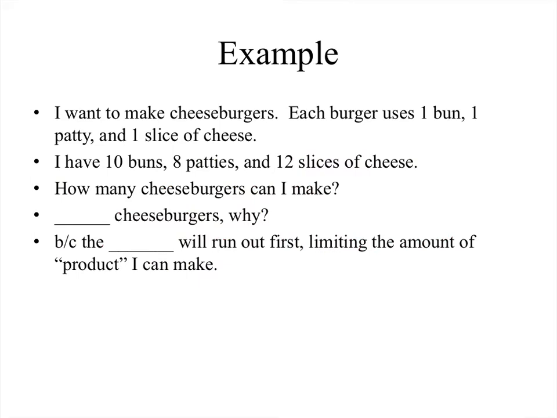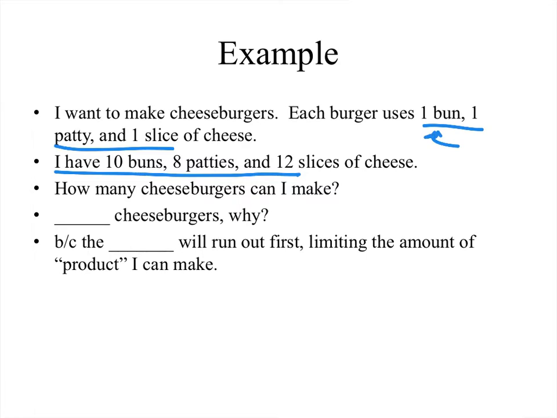So here's an example. In any other video you watch with this concept, they're going to talk about some sort of recipe or putting something together to show you how ingredients run out first. So I'm talking about cheeseburgers because yum. So I want to make cheeseburgers. Each of my cheeseburgers requires 1 bun, 1 all-beef patty, and 1 slice of cheese. Now in my pile of stuff, I have 10 buns, 8 patties, and 12 slices of cheese. So with those ingredients here, and with the ratio of ingredients required for me to make a cheeseburger up here, how many actual cheeseburgers can I put together?